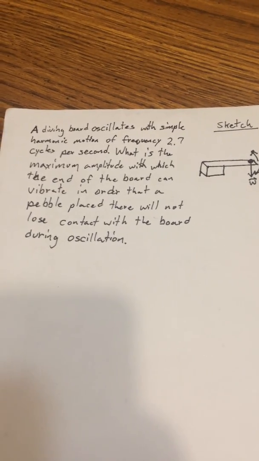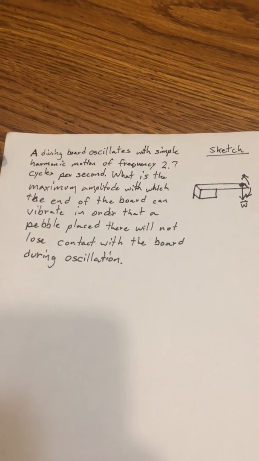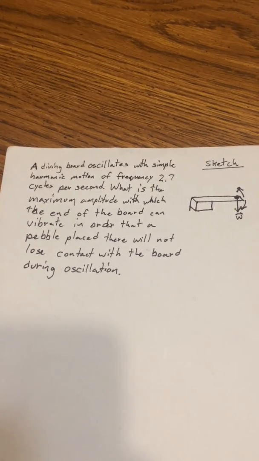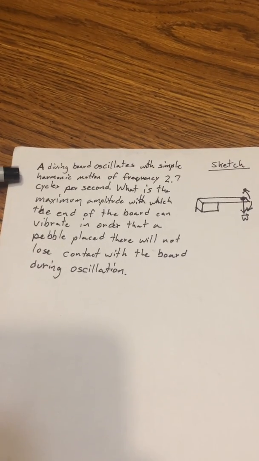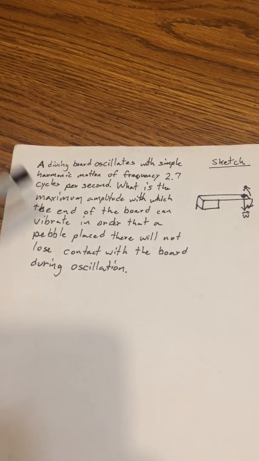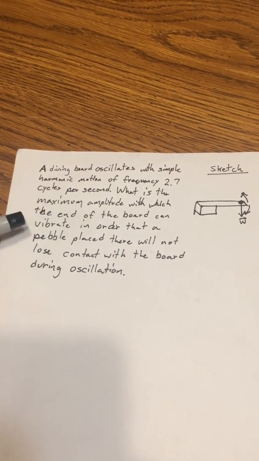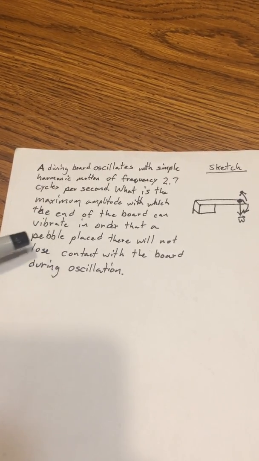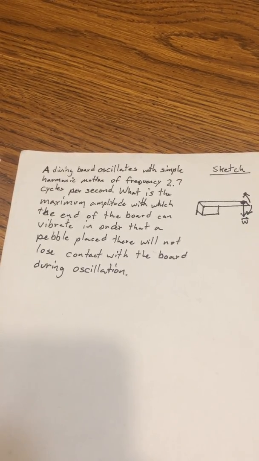Okay, so this is an adaptive follow-up question from a college-level physics course, Module 10, Oscillations and Waves. It says that a diving board oscillates with simple harmonic motion of frequency 2.7 cycles per second. What is the maximum amplitude with which the end of the board can vibrate in order that a pebble placed there will not lose contact with the board during oscillation?